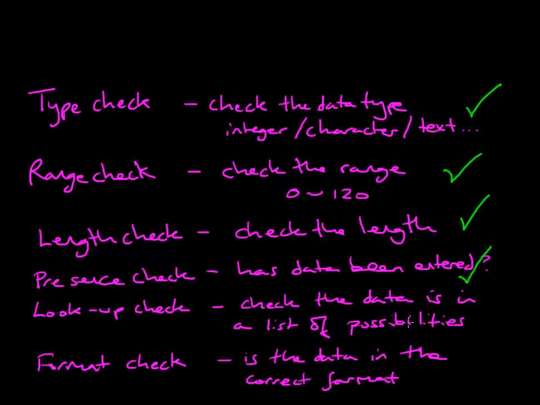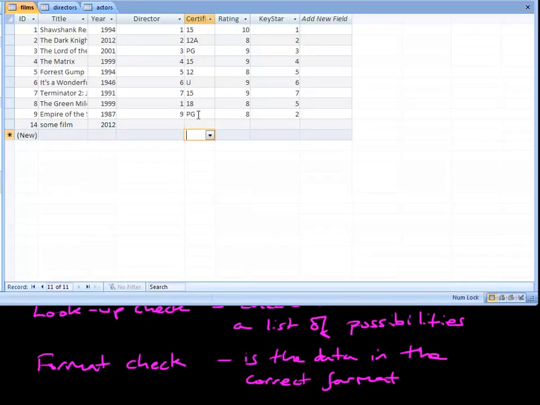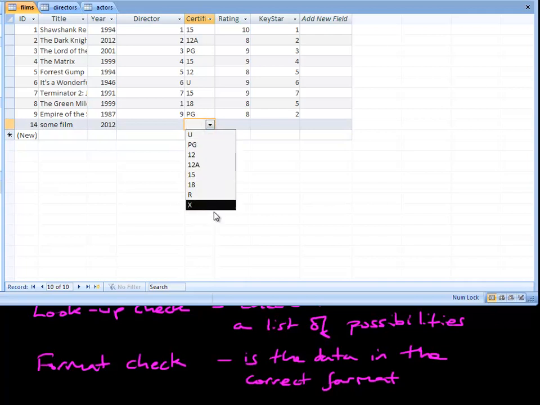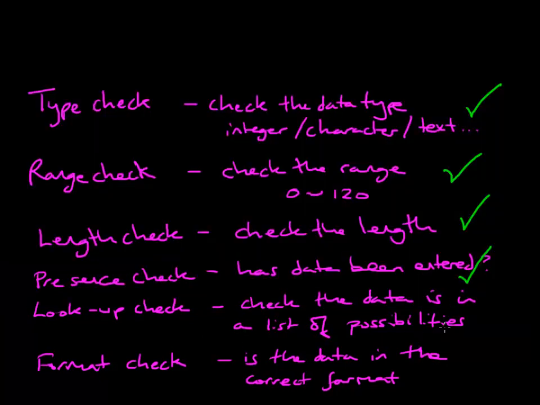The next one is very useful, which is a lookup check, and that's checking that the data I enter is within a list of possible data items. So here we are back inside our table view, and if I try and enter a certificate now, I get a nice drop-down list and I can enter from here. And so this check is seeing that I have entered something which is in a list. This one here is the lookup check.